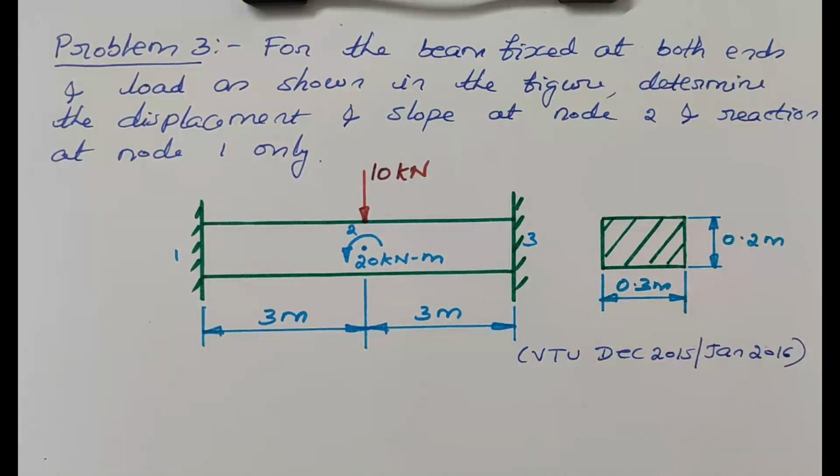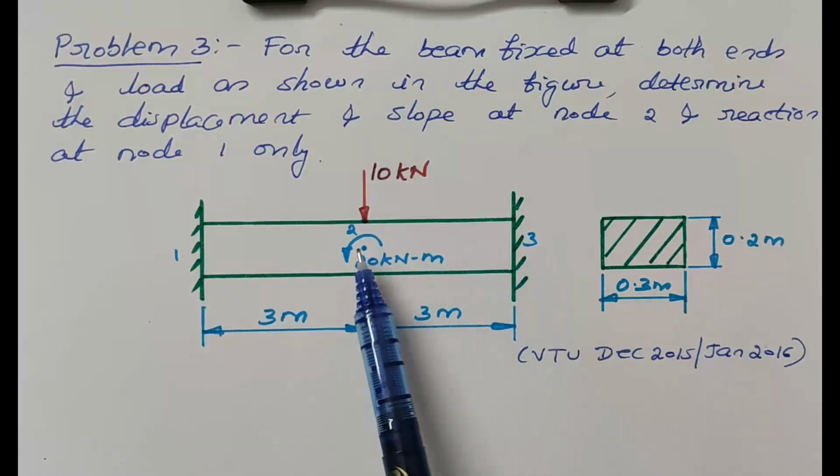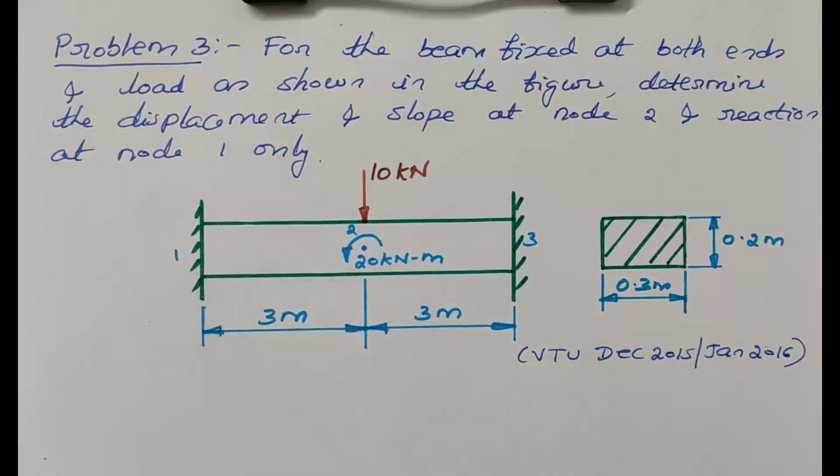This problem has appeared in the VTU question paper in the year December 2015, January 2016. You have to find out the displacement and slope at node 2 and reaction at node 1 only. Node numbering they have already given, node 1, 2, 3. Support reaction at node 3 is not required. You have to calculate only the support reaction at node number 1. Now we will see the solution.